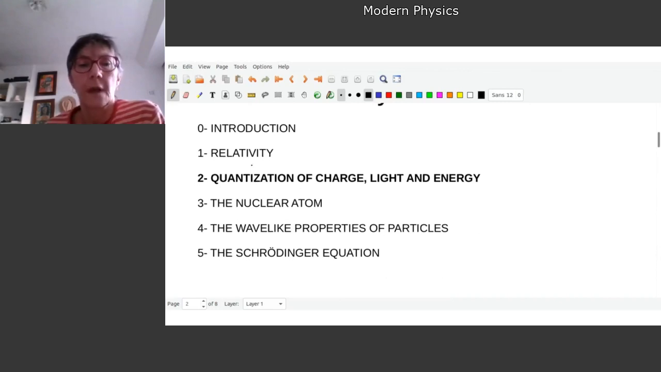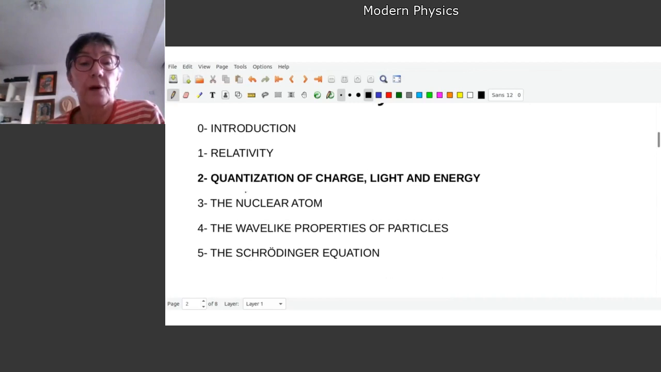When I was preparing it, I saw that I think I will do today only quantization of charge, and I wanted to go on after quantization of charge to the nuclear atom, but the syllabus is written this way, so next time we will see the quantization of light, particularly the blackbody radiation and the Compton effect and photoelectric effect, okay?